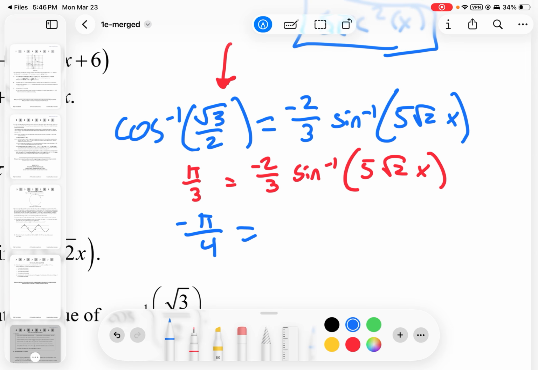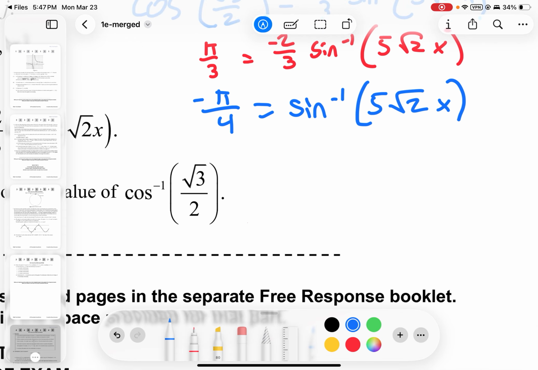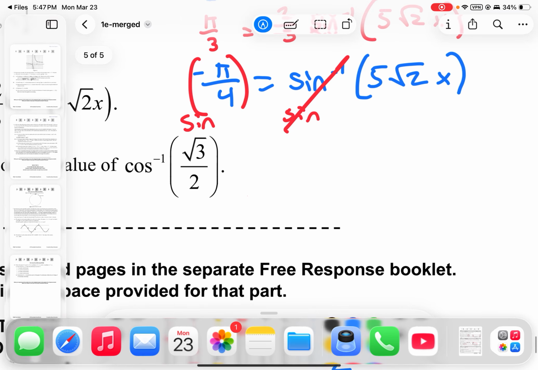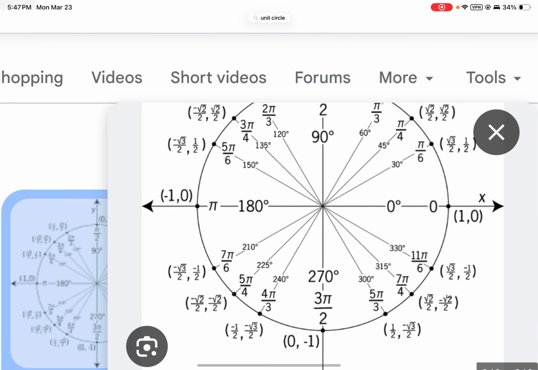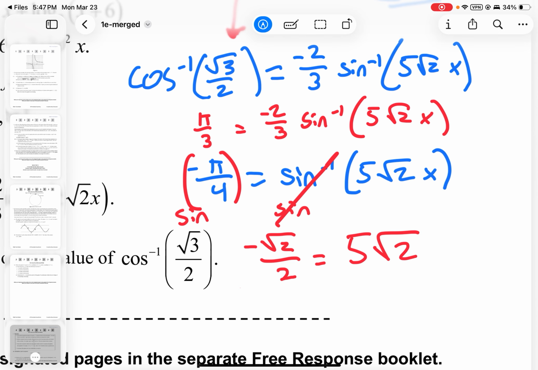Yeah, this is hard. This is good. I mean, if you don't earn this point, I don't blame you. All right, negative pi over 4. So now I got to go back to the unit circle. Before I go back to the unit circle, how do I get rid of inverse sine? With sine to each side. So now I'm taking the sine of this. These cancel. The sine of negative pi over 4. That means I move backwards pi over 4. So I'm really taking the sine of 7 pi over 4, which is negative square root of 2 over 2, because sine is the y. I get negative square root of 2 over 2 equals 5 square root of 2x.